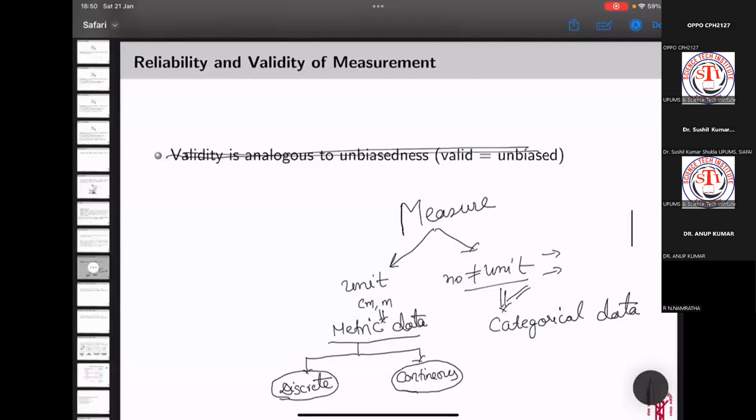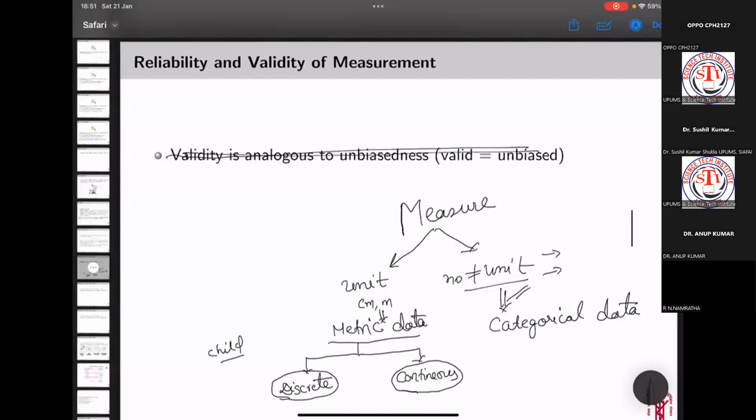For example, if a woman is coming to the OPD and the first question that you ask her is, how many children do you have? What are the possible answers? The possible answer is 0, 1, 2, 3, or it can be up to 10, 12. So the possible answers you can count on your fingers. And what is the unit associated with it? The unit associated with it is child. How many children? 0 child, 1 child, 2 child.